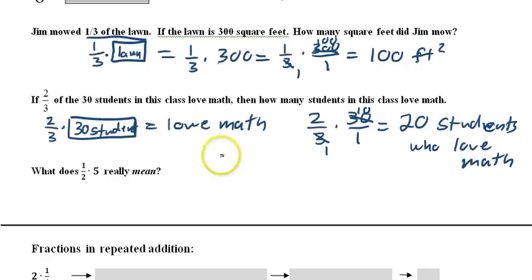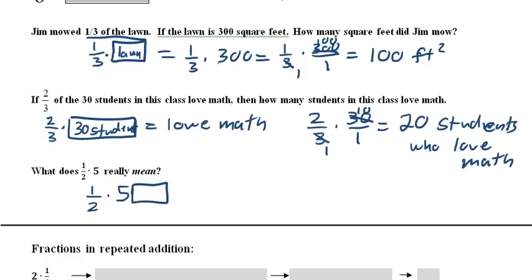Okay? So I want you to look at this. What does 1/2 times 5 really mean? So when you see a half times 5, you're always thinking, oh, it's a half times 5. And you can do the work and know you get 5/2. But why? What does it really mean? Hit pause and I want you to think about it. So hit pause now.